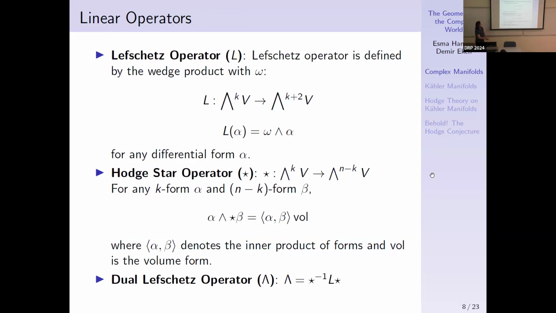Now I will introduce some linear operators. The Lefschetz operator takes k forms to k plus 2 forms by wedging with the fundamental form. The Hodge star operator takes k forms to n minus k forms. So if you have, let's say, a 5-dimensional space and a 2 form, then applying the Hodge star operator gives you a 3 form. The dual Lefschetz operator is defined in terms of the Hodge star operator, so it is the dual of the Lefschetz operator.